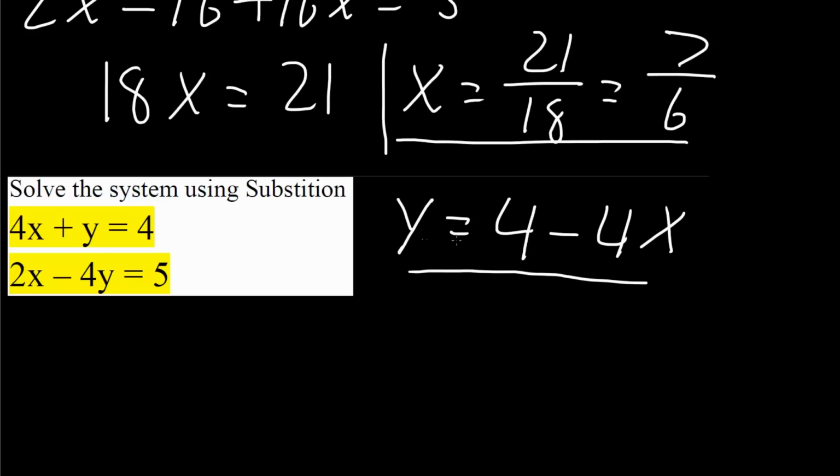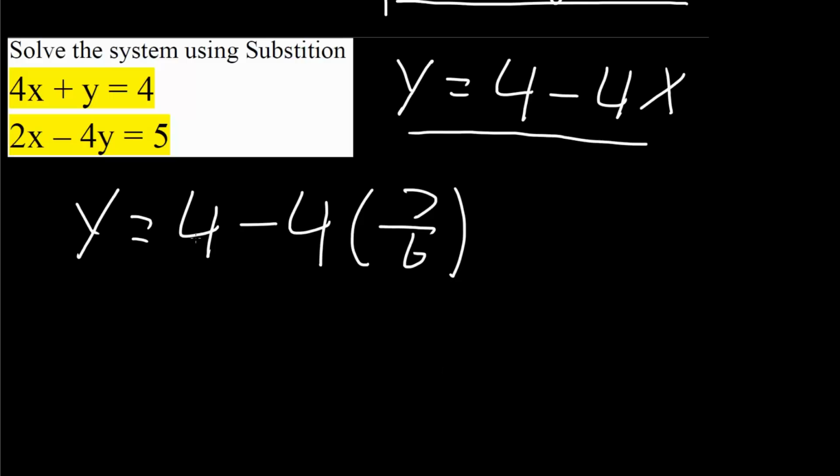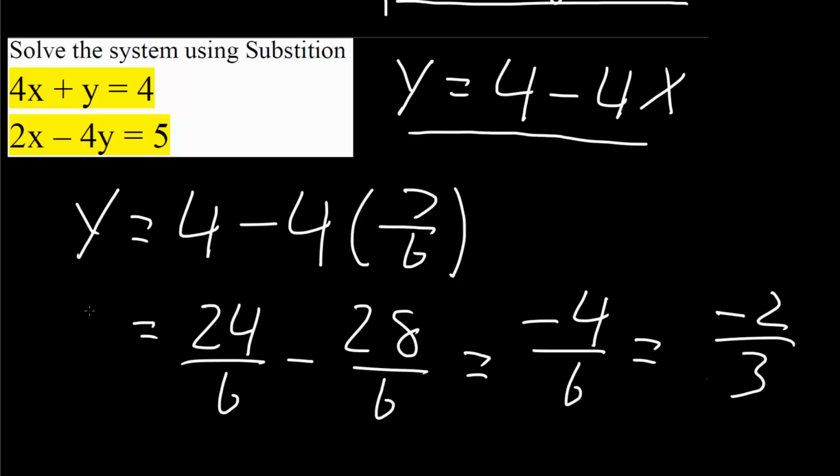And we said that y is equal to 4 minus 4x. So now we want to solve for y. So y is equal to 4 minus 4 parentheses, instead of x, we can say 7 over 6. And so we would get, instead of 4, we could say 24 over 6 minus, so 4 times 7 is 28, so minus 28 over 6. And so this would equal minus 4 over 6, which is equal to minus 2/3. And so this right here is our y value.